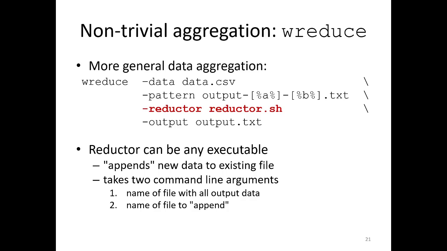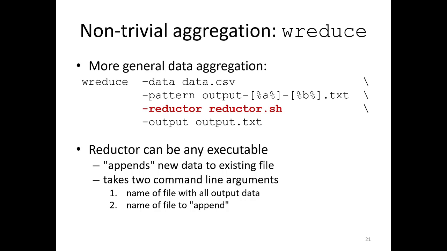Now, the reductor actually will append new data to an existing file. So it takes two command line arguments. The first one is the name of the file with all the output data up to that point. And the second argument is the name of the file to append to that output data. So that's basically the idea.